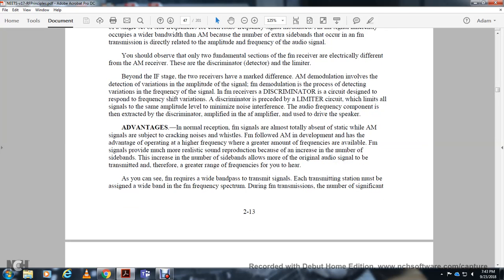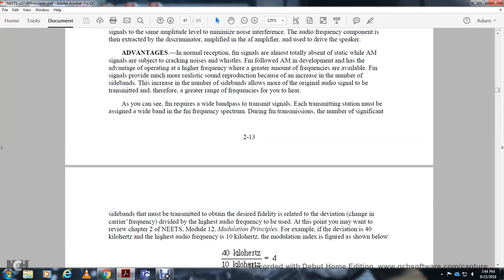The advantage is that normal reception for an FM signal is almost totally free of static, while the AM signal is subject to cracking noise and whistle. FM development also has the advantage of operation at high frequency, where a greater number of frequencies are available. The FM signal will provide more realistic sound production and reproduction because of the increased number of sidebands. The increase in the number of sidebands allows more of the original audio signal to be transmitted, thereby giving a greater range of frequency to your ear.